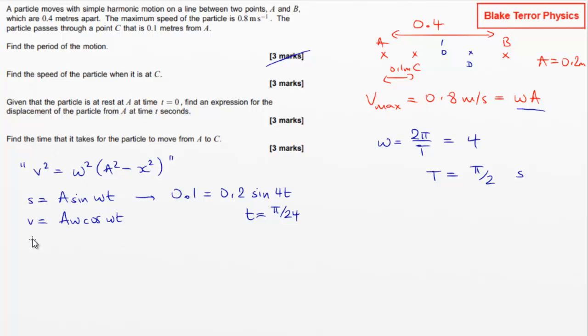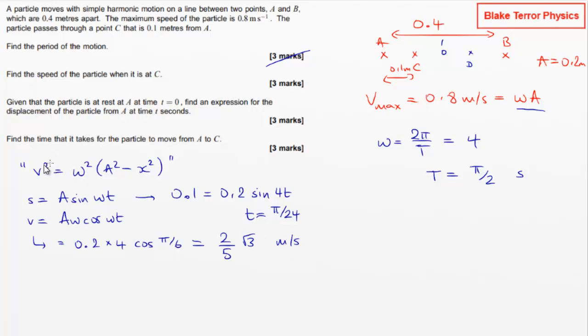Now we can stick that into our velocity equation. So the velocity at that point is going to be equal to 0.2 multiplied by 4 multiplied by cos of 4 lots of t, so pi by 6. So that's root 3 over 2. So we've got 0.4 times root 3 over 2, which is 2/5 of root 3. And that is our meters per second.